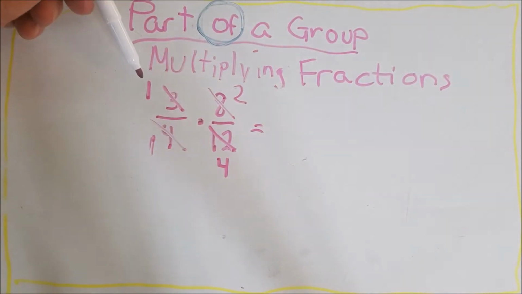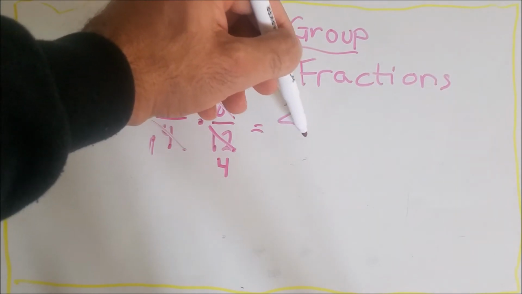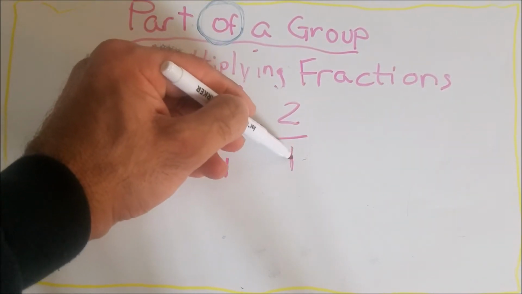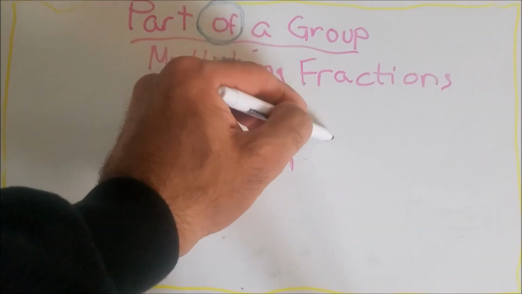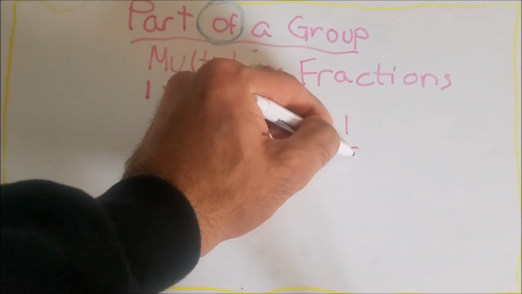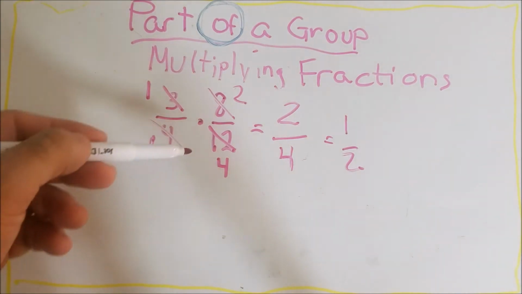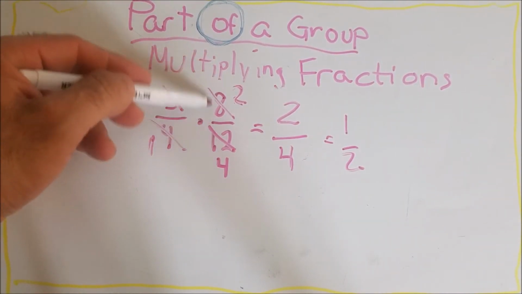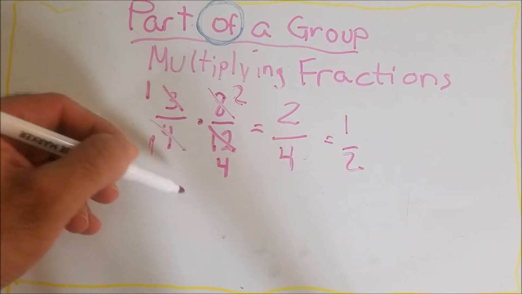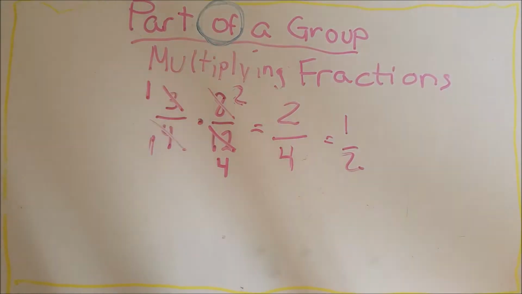Now we multiply across. 1 times 2 is 2. 1 times 4 is 4. And we can still reduce to 1/2. Okay, you can also see here that 2 over 4 is half. So you could have even corrected that right away. Let's do another problem.